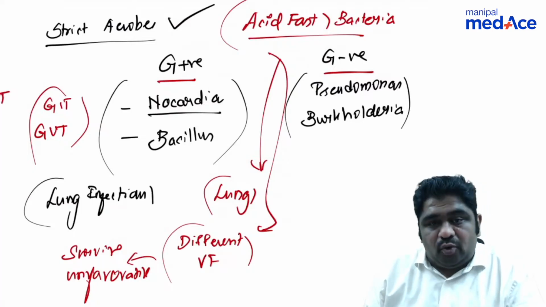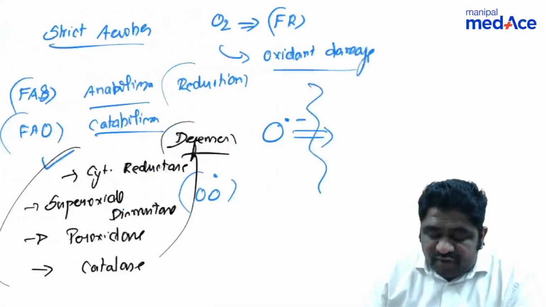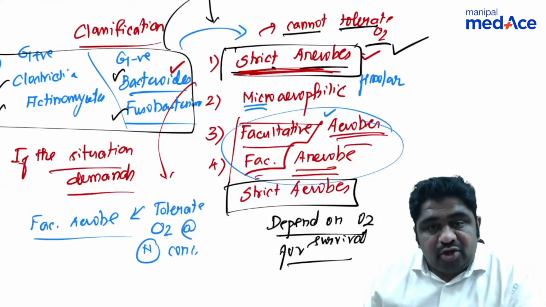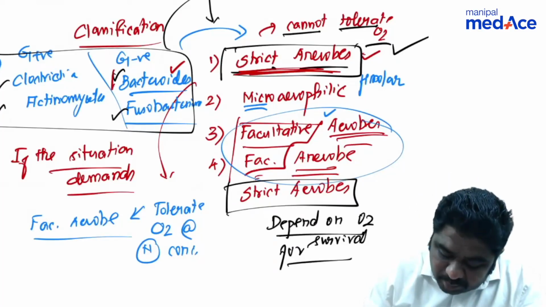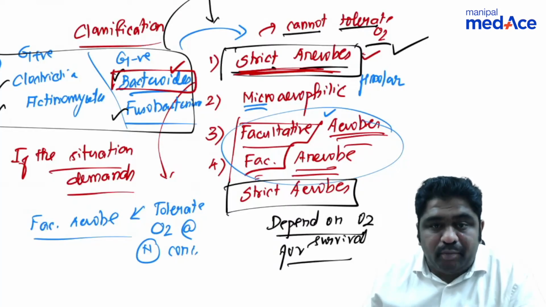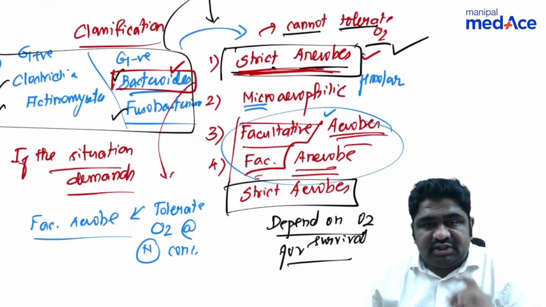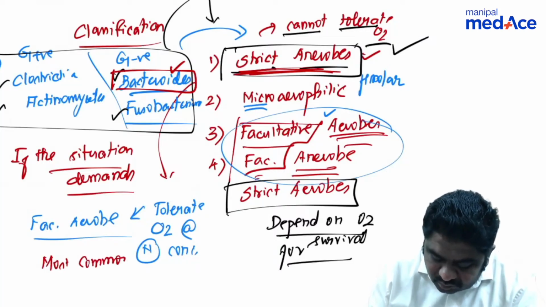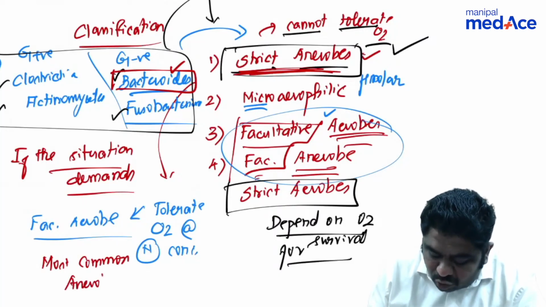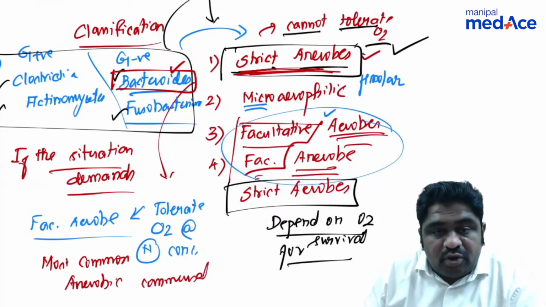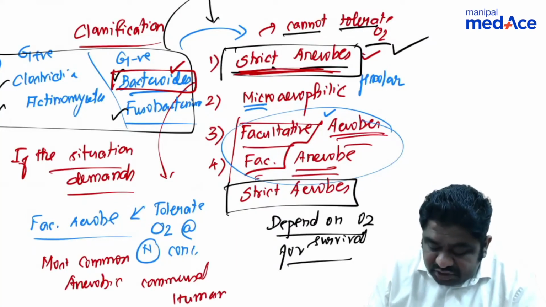Now, if I ask you, when it is a strict anaerobe, then where do they attack? The strict anaerobe will be attacking GIT or GUT. For example, Bacteroides is the most common anaerobic commensal of the human GIT. Please make a note of this. Bacteroides fragilis is the most common anaerobic commensal to be found in the human GIT.